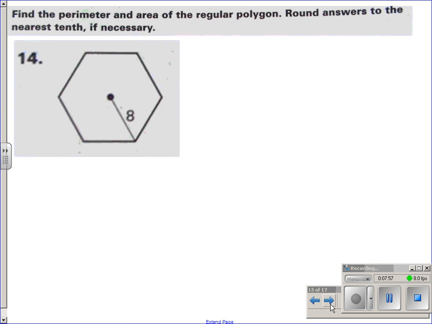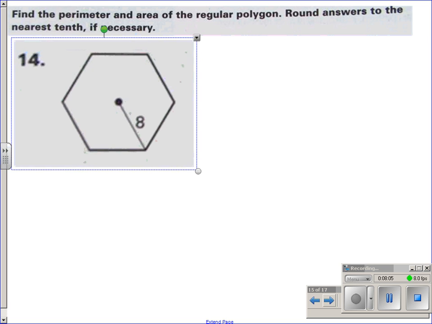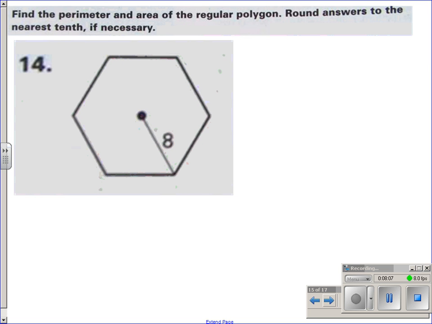Okay, so let's look at this example. It says find the perimeter and area of the irregular polygon, round answers to the nearest tenth if necessary. So let me make this a little bit bigger. It's a little bit blurry, but I'm going to draw in the apothem. We need to know that number. Okay, what we're looking at is a regular hexagon.